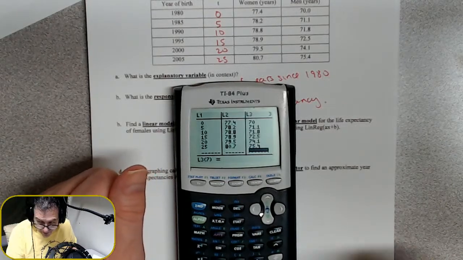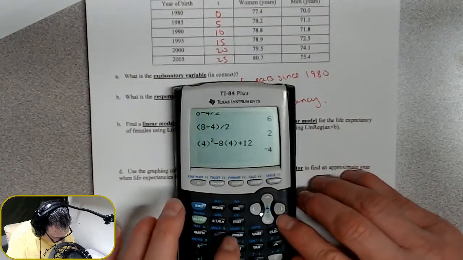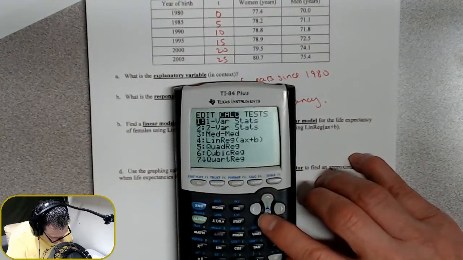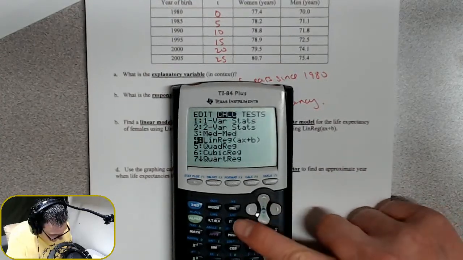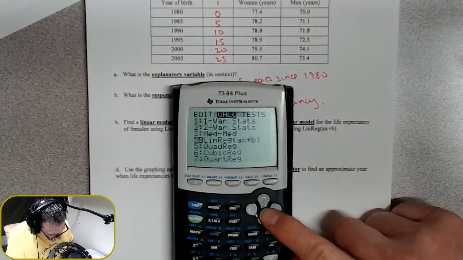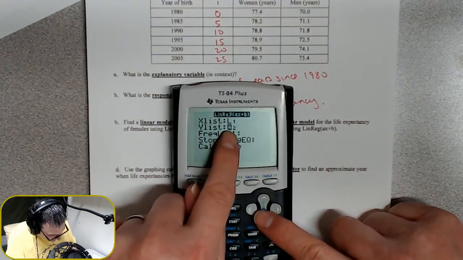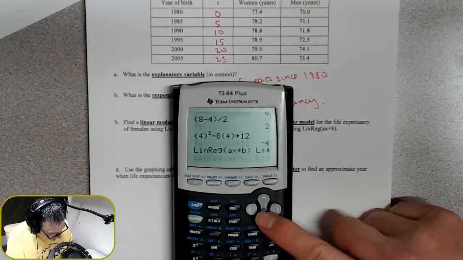All right, so then we said, let's do the linear model. Let's quit out of that. Remember where the linear model was. Stat, calculate, and we're going down to linear regression. One more time: hit the stat button, go to calculate, linear regression. My list 1. Now remember, we're doing female, so that's list 2. And we calculate it.